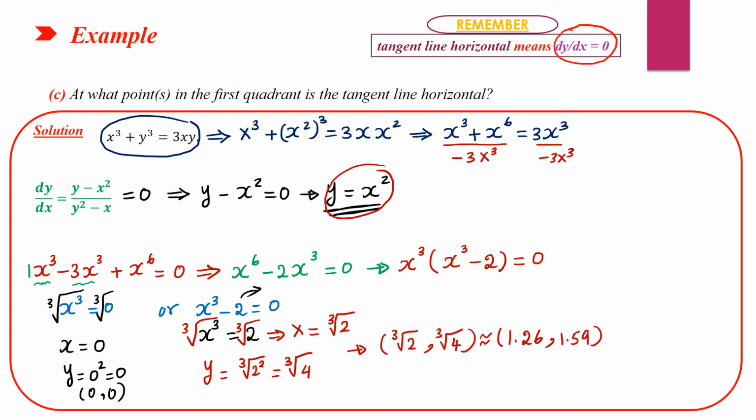Now these are the points in which the tangent line is horizontal, but in our question you have to take the point in the first quadrant. So the point 0, 0 is neglected, because it is not in the first quadrant. So the only point in the first quadrant that has a horizontal tangent line is this point. And that's it. Thank you.